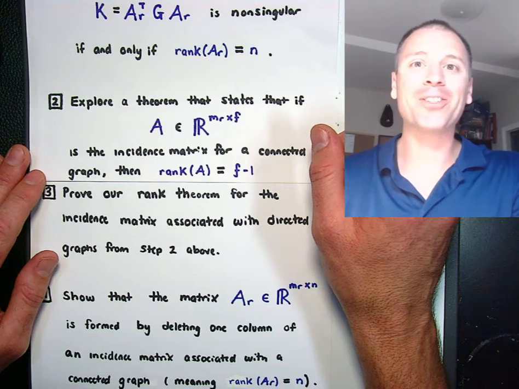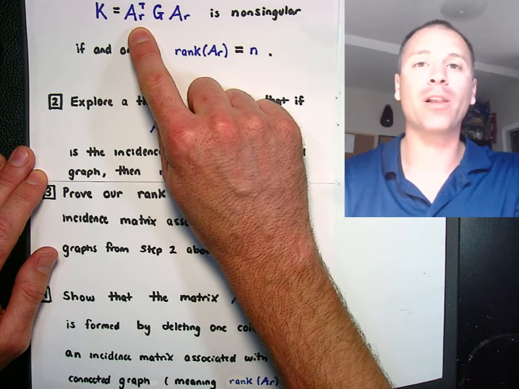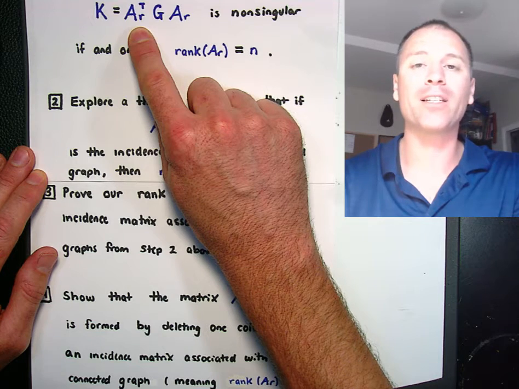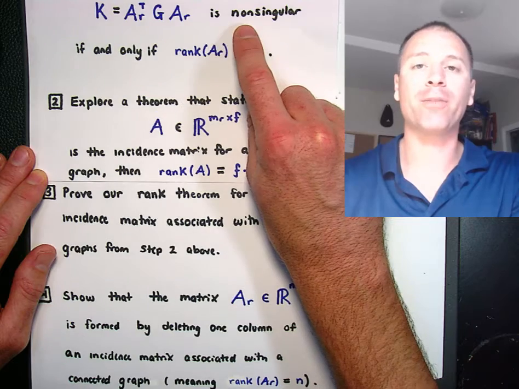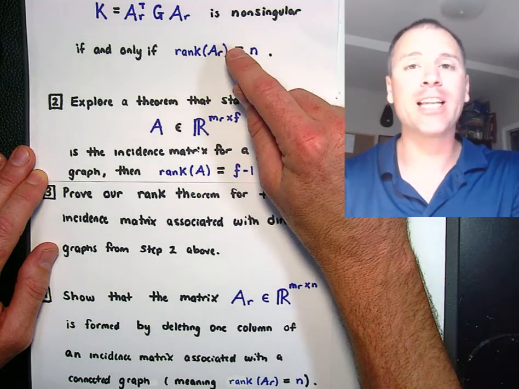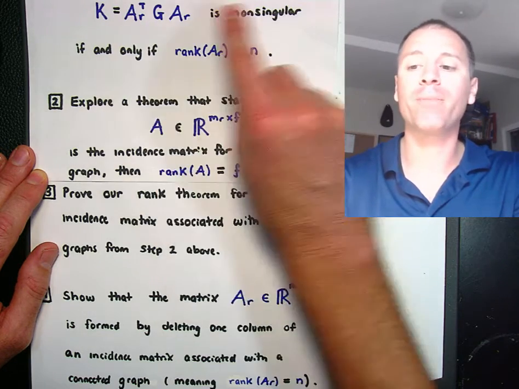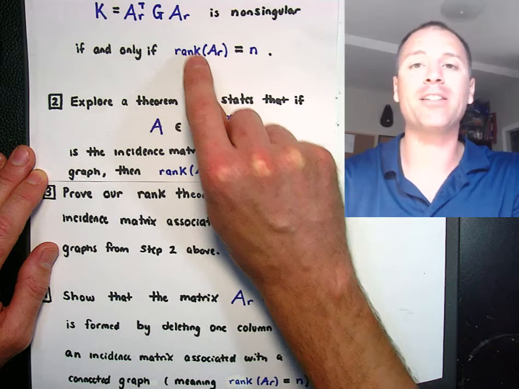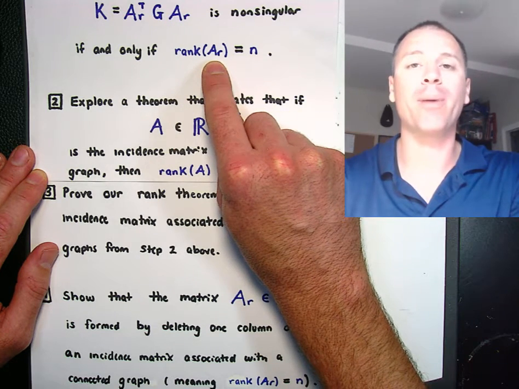Welcome back, y'all, to the work that we're doing to prove that the matrix arising from our linear algebraic nodal analysis algorithm, A_R transpose G A_R, is non-singular. Recall this was a four-step process. In the first extension video to step 11, we proved that that matrix was non-singular if and only if the matrix A sub R had rank n, or the columns of that matrix were linearly independent.